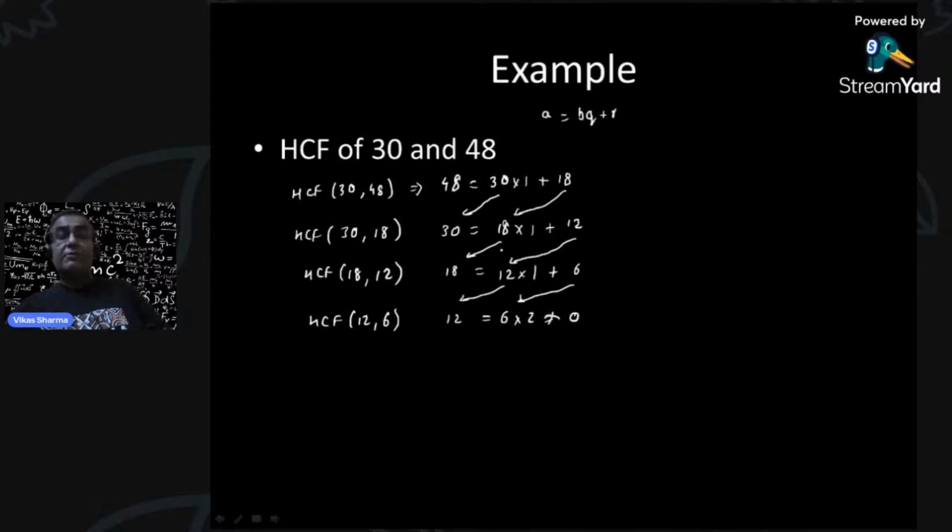Because we have got the remainder as 0, we stop here and we say that this divisor is the HCF. So we can say that HCF is 6. HCF of this also is 6, of this also is 6, and of this also is 6. So we can write that the HCF of 30 and 48 is 6.